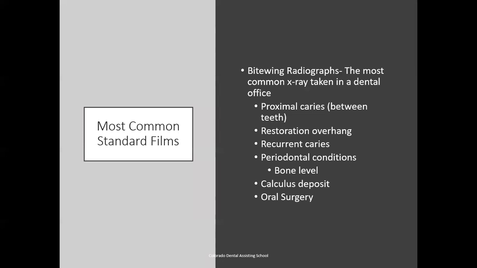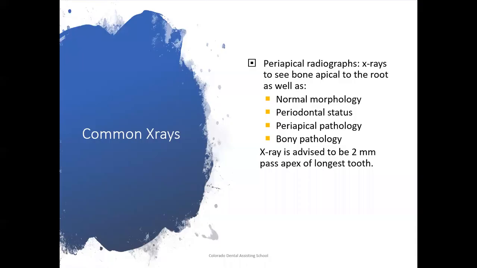Oral surgery will also need bite wings. A lot of times oral surgery is going to need a full mouth series of x-rays, and bite wings are part of that. Your periapical radiographs, this is where we can see the apex as well as the root. So it will show normal morphology, any periodontal status, like I was telling you, if there's any sort of swelling in the periodontal ligament or if there's an abscess at the apex of the tooth, we'll be able to see that as well.